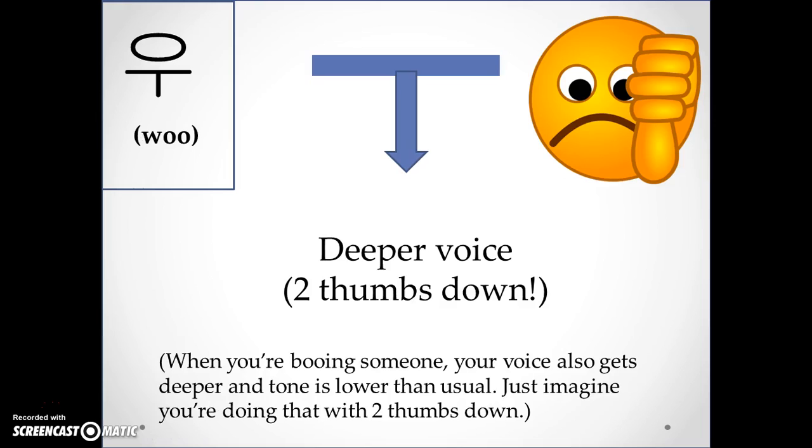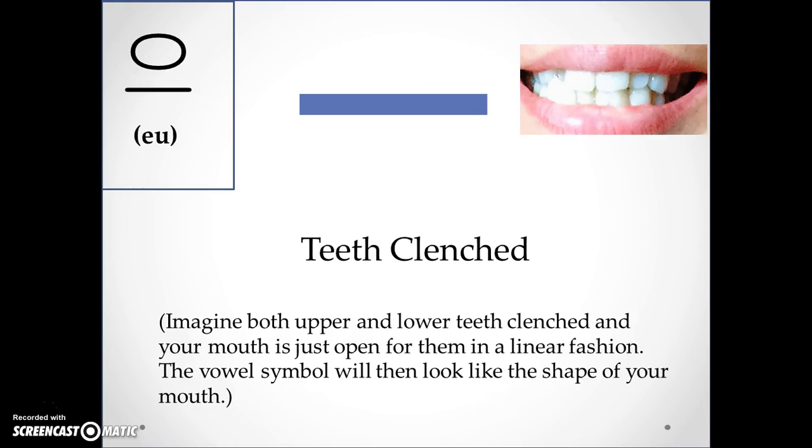Okay? Ooh. If you try saying this on your own, you will notice that your voice gets deeper. That ooh sound is actually like a booing sound. When you're booing someone, right, your voice gets deeper and your tone is lower than usual. So just imagine you're making that booing sound, ooh sound, with 2 thumbs down. Okay, so that's what the arrows are for. Now, let's move on to the final one.